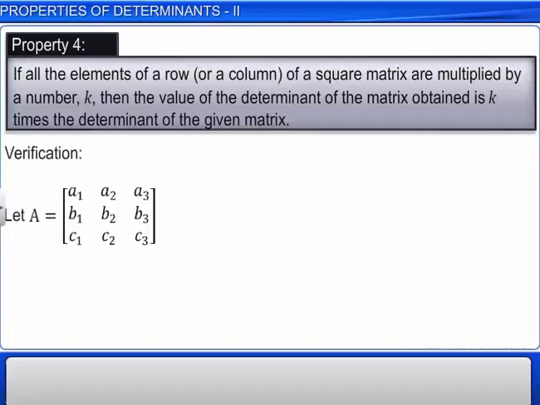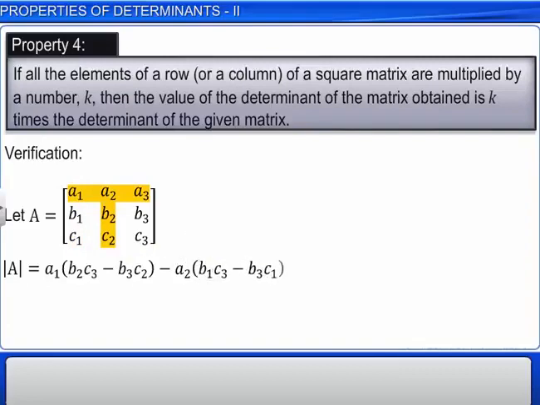Let A be a 3 by 3 square matrix as shown. On expanding along the first row, determinant A is equal to A1 times (B2 C3 minus B3 C2), minus A2 times (B1 C3 minus B3 C1), plus A3 times (B1 C2 minus B2 C1).